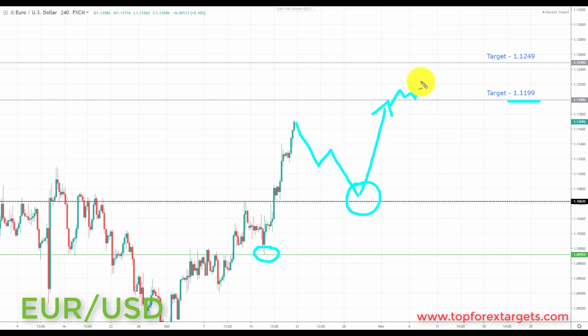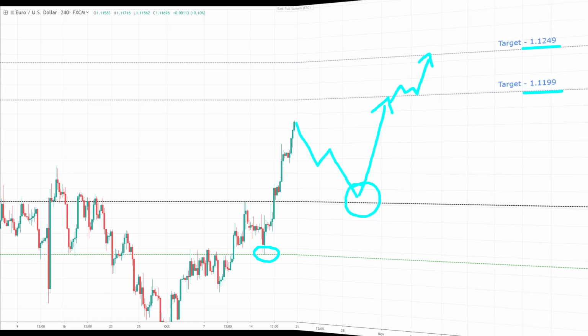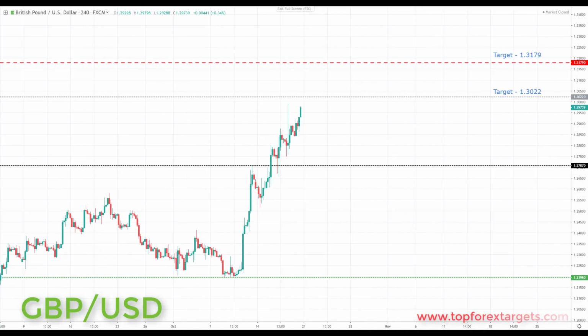And if we can get a breakthrough here, we're going to be looking up towards the next key of resistance to the upside, target 2, at 1.1249. So the next market we're going to look at is pound dollar.